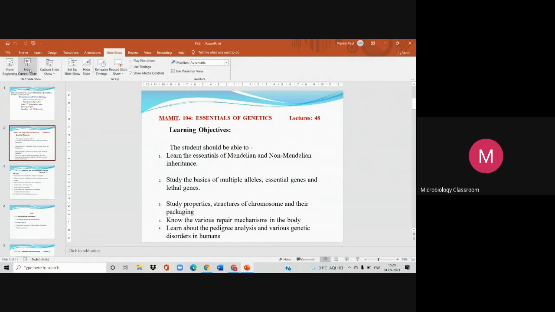So students should be able to study properties, structure of the chromosome and their packaging.